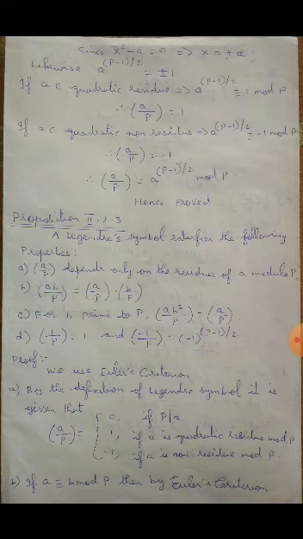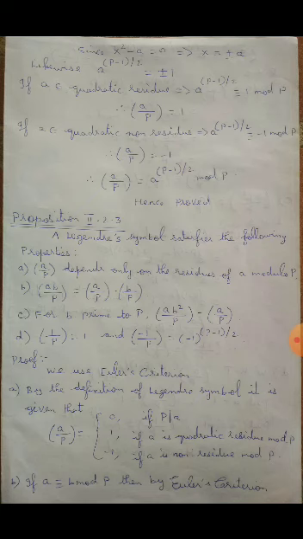Based on this, we can see another proposition, which has four properties. The Legendre symbol satisfies the following properties. First, (a/p) depends only on the residue of a mod p. Second, (ab/p) = (a/p)(b/p). Third, for b prime to p, (ab²/p) = (a/p). And the fourth one, (1/p) = 1 and (-1/p) = (-1)^((p-1)/2). Let us see the proof.